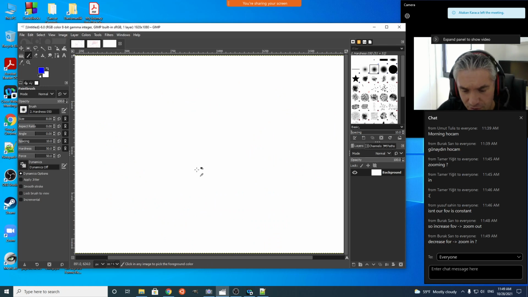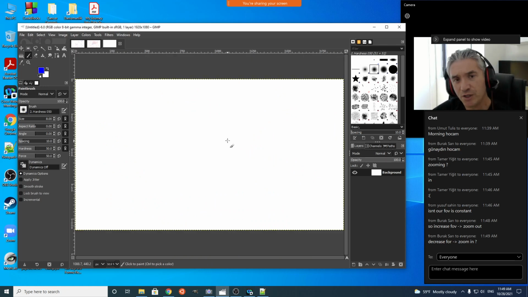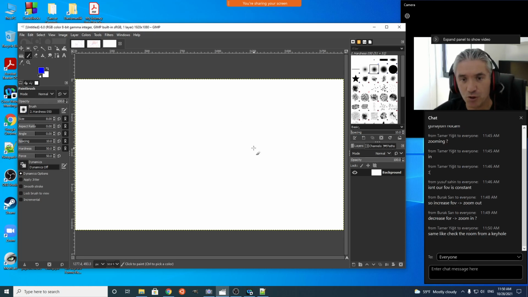So let's try to visualize our field of view. It's always good to visualize these things from either the side view or top view because we are looking at a 2D projection here. Exactly the same as checking a room through a keyhole. If you move yourself close to the keyhole, you can see more of the room. If you view it from far away, you see a smaller part of the room.